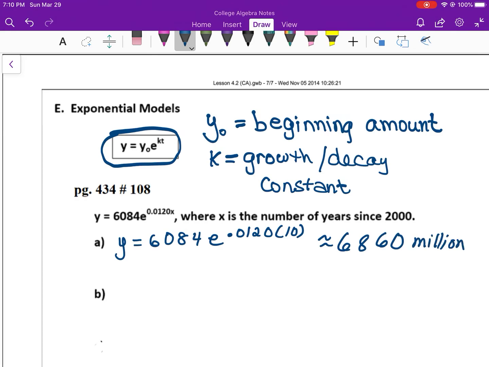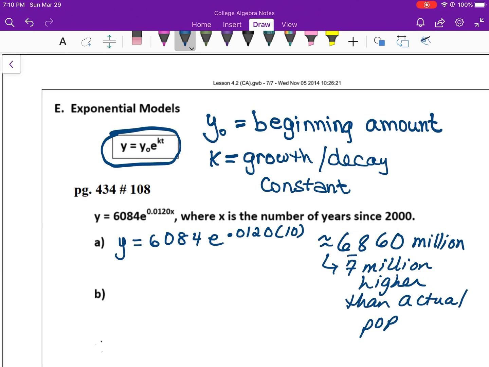Now it says that the actual population was 6853. So this is about 7 million higher than the actual population. So you're comparing what the model says to what was really true in 2010.